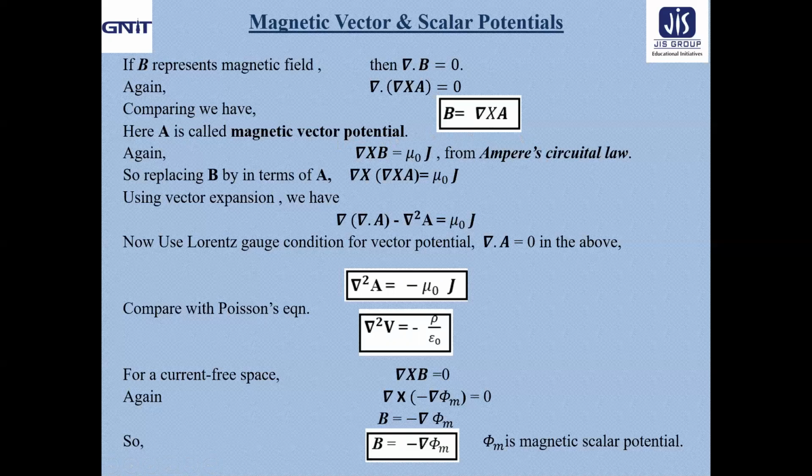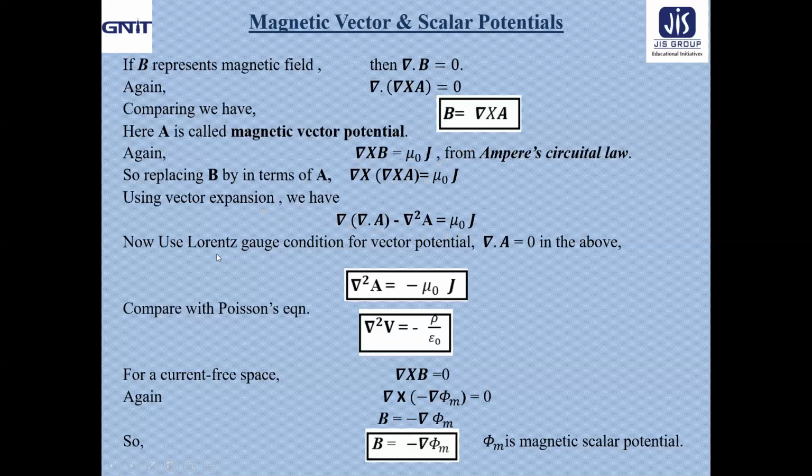Now, a few minutes back, we found the differential form of Ampere's circuital law as del cross B equals mu naught J. Now replace B by del cross A. So we get del cross del cross A equals mu naught J. From the rule of vector calculus, which you proved in first year mathematics, del cross del cross A equals del of del dot A minus del square A. So del of del dot A minus del square A equals mu naught J.